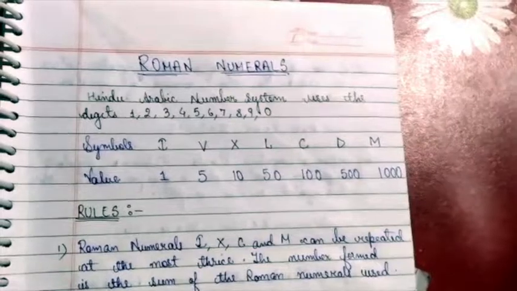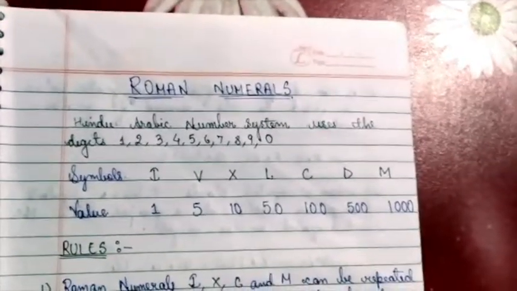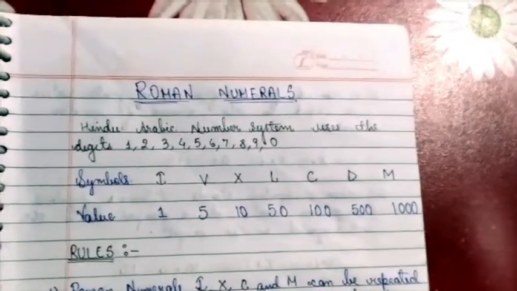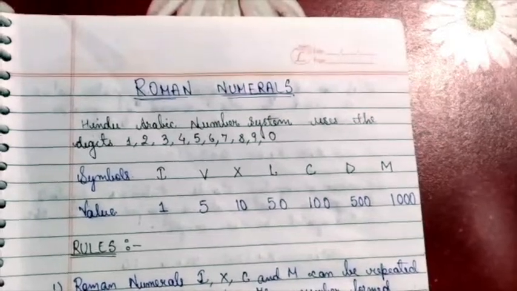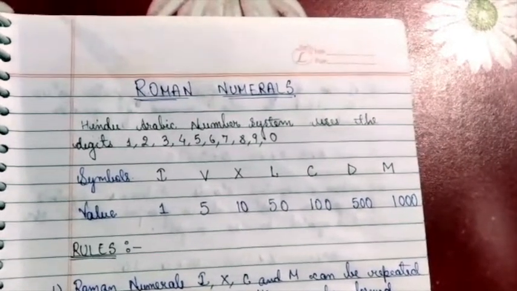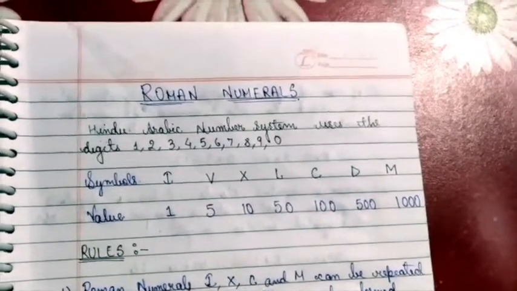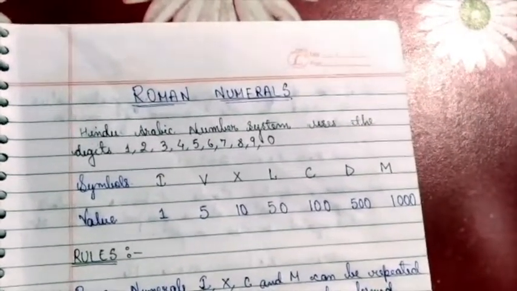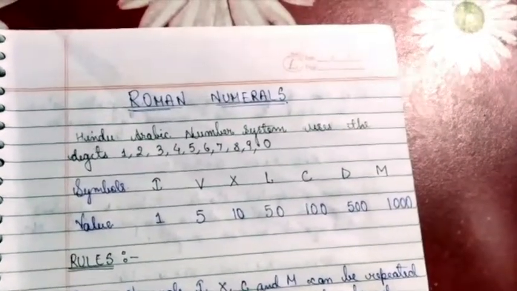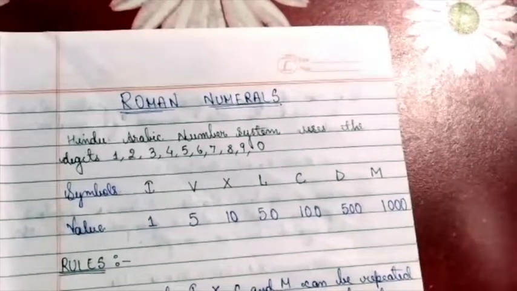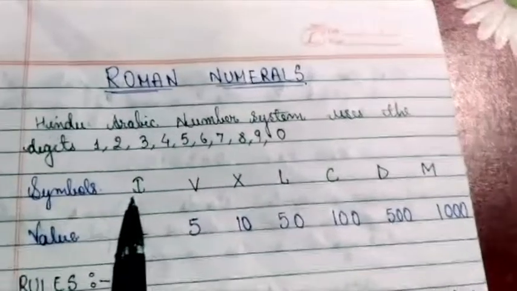Roman numerals. Now, the Hindu-Arabic number system uses the digits 1, 2, 3, 4, 5, 6, 7, 8, 9 and 0. So what are the symbols we use for 1, for 2, for 3? For 1, we use the symbol I.